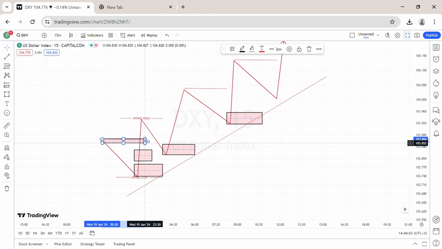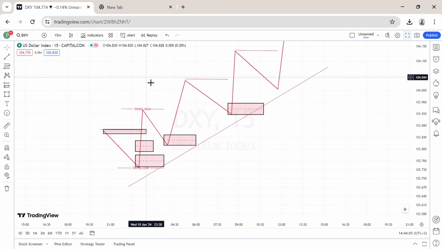And the mitigation block may be at almost the middle of it. Okay, so now considering these PD arrays, would you pick the breaker block or the mitigation block or the fair value gap or the order block?